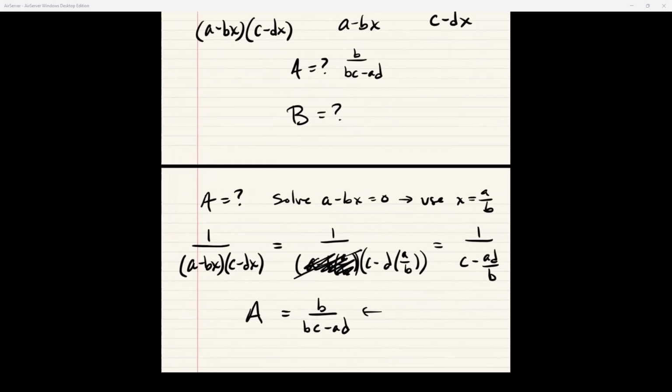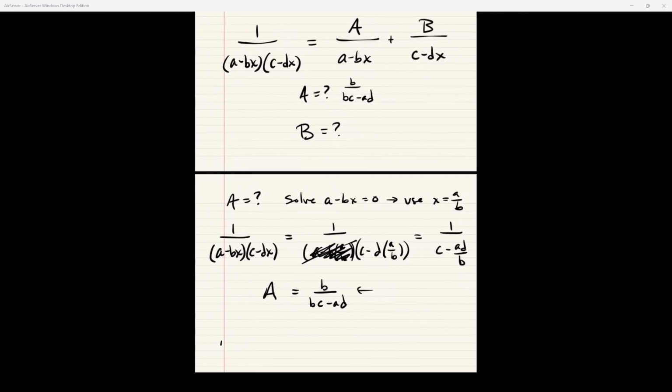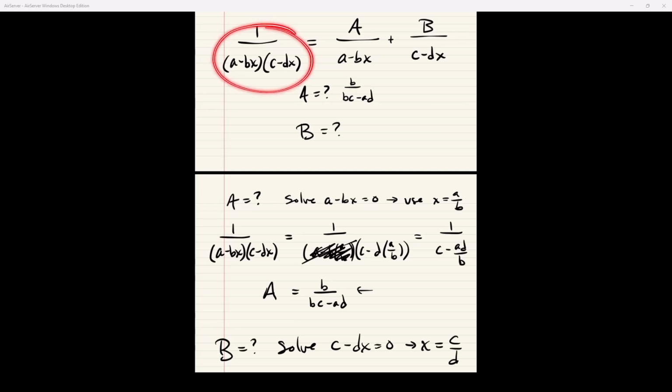So how do I get the B? It's the same thing. In order to get that capital B, I'm going to solve c minus dx equal to 0, and that's going to give me x equal to c over d. So if you use c over d and plug it in everywhere over here, you cover up the factor that goes to 0, which of course would be this one.